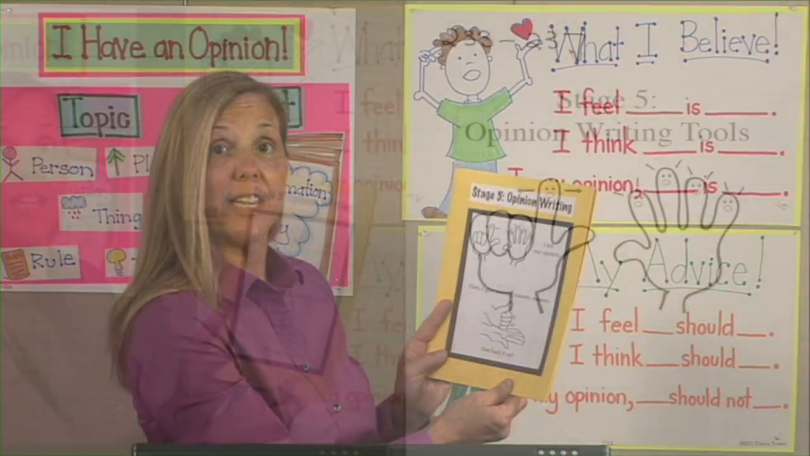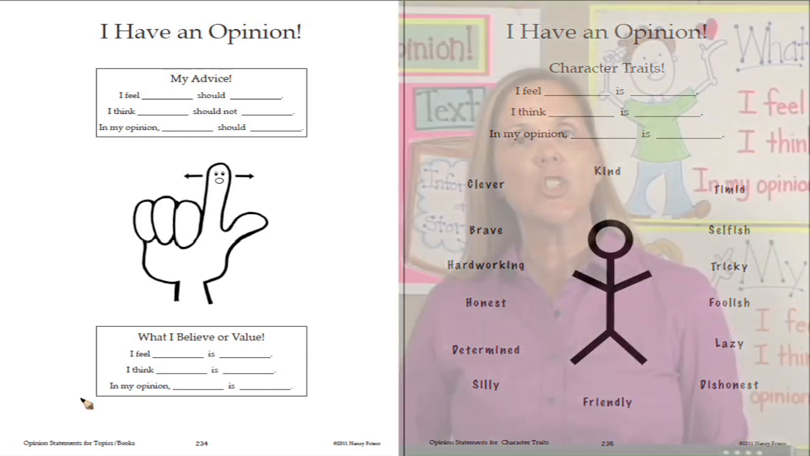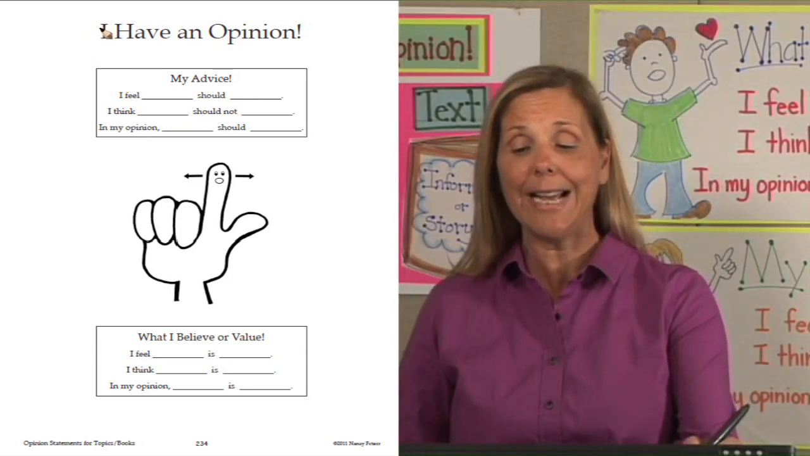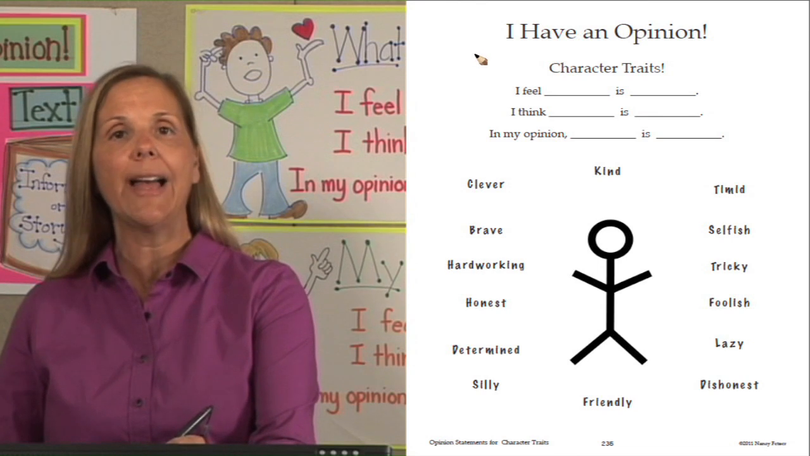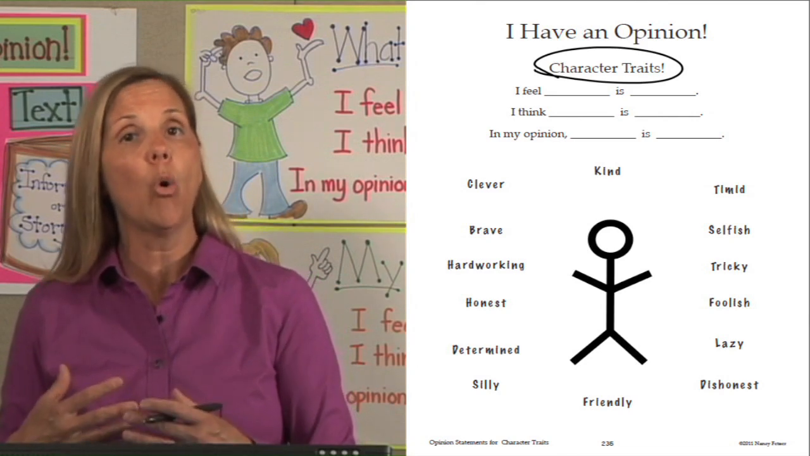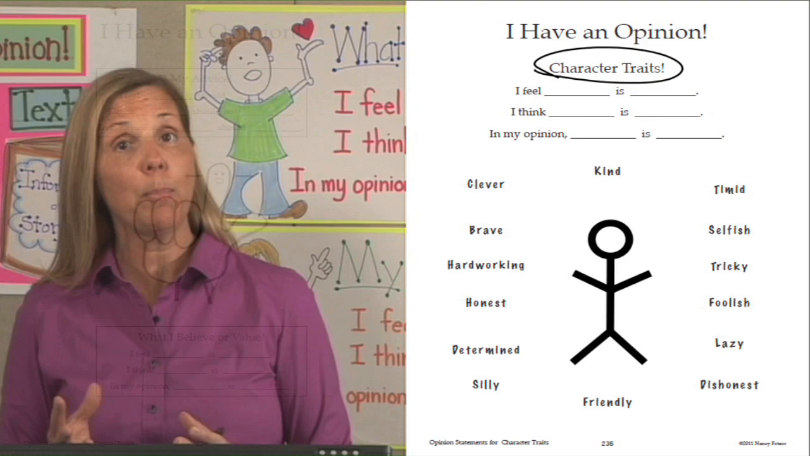Let's look at each one of these tools. Pages 234 and 235 are pages in which your children can use to form an opinion. On page 234, we have a page to form an opinion about a topic or text. On page 235, here is a page that you can have just for text if you want to do character traits for a story or for a topic, for a person that you want to have an opinion about.